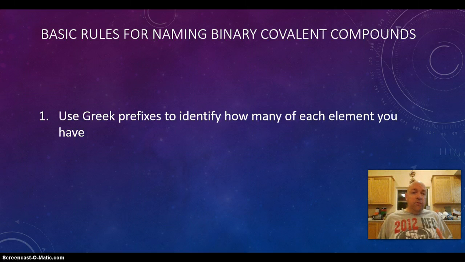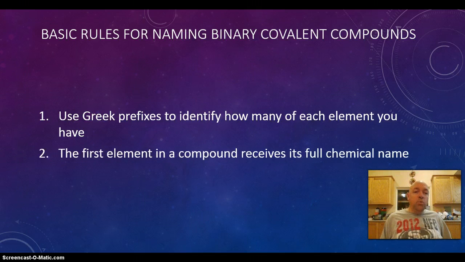So that's kind of the first thing you do, is how many of each element you have, and before you actually name the element, you want to put the Greek prefix to tell you how many you have. And so that's pretty simple and pretty straightforward. Rule number 2 is the first element in a compound receives its full chemical name.